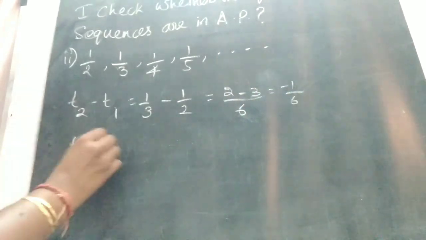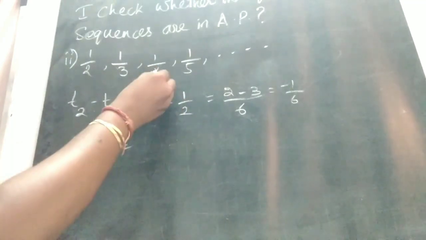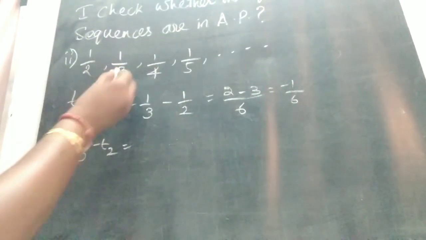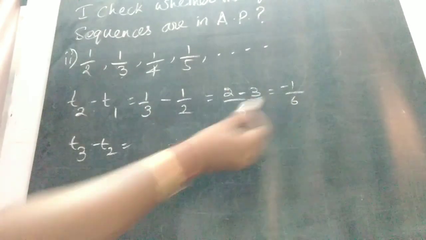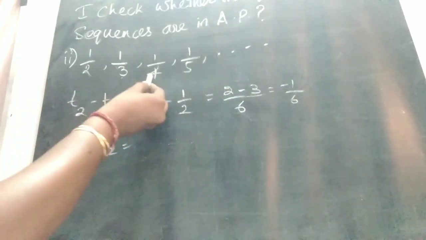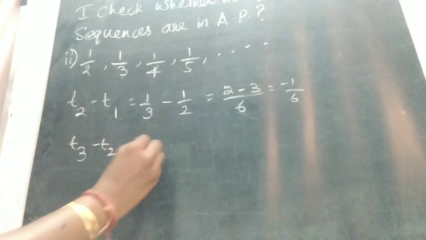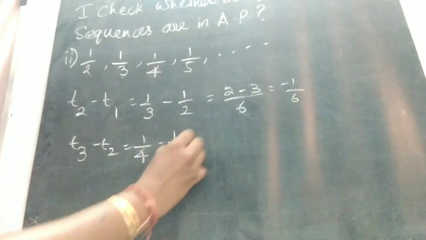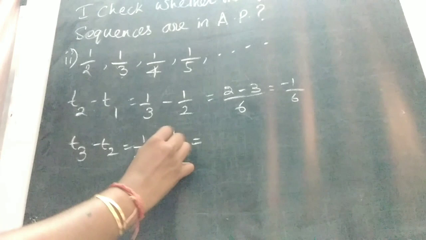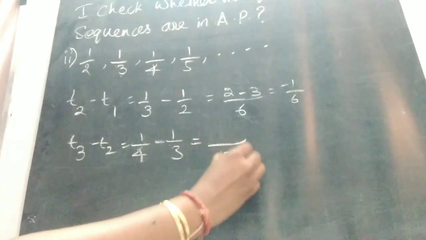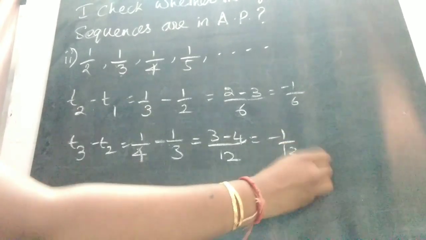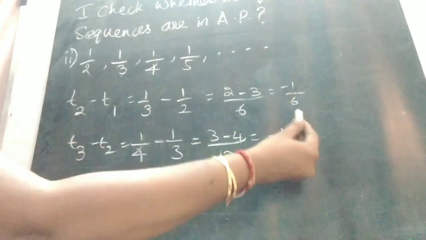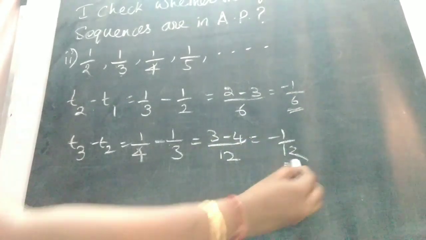Again, T3 and T2 subtract. That is, your third term minus second term. First you did second term minus first term, and that answer is minus 1 by 6. Now T3 minus T2, the third term minus the second term: 1 by 4 minus 1 by 3. Again take the common LCM, 12. 3 minus 4, that is minus 1 by 12. Okay, the difference is not the same. Here it is minus 1 by 6, here it is minus 1 by 12.